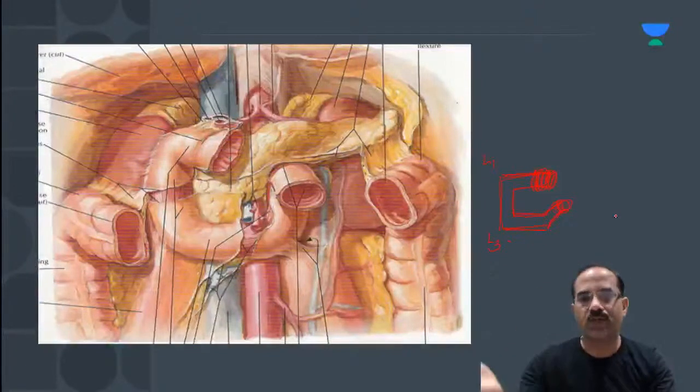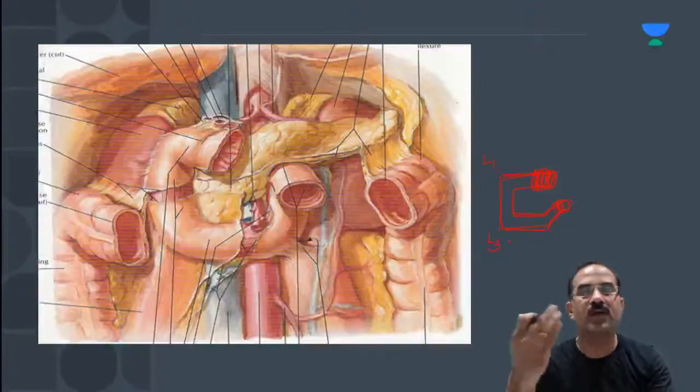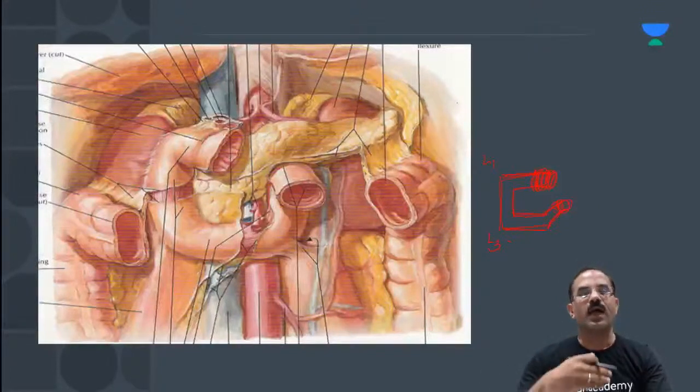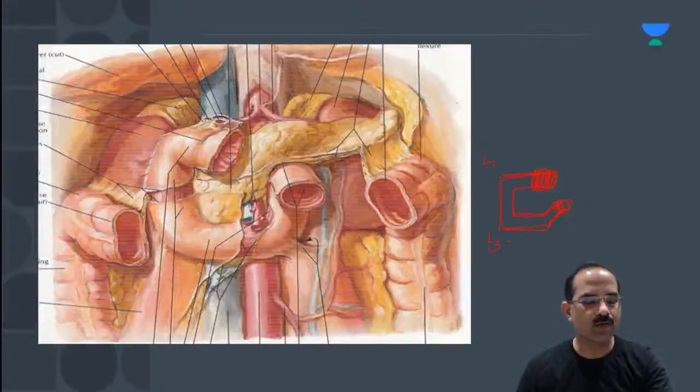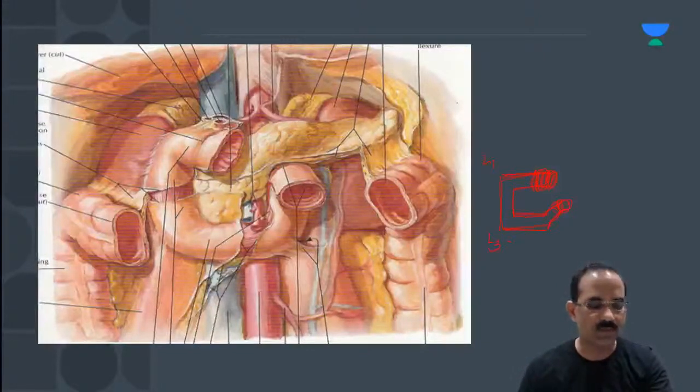After the duodenum, you have the jejunum, and the jejunum is covered by what? Mesentery. And this mesentery also covers a small area of the fourth part of the duodenum. So the fourth part of the duodenum is partially intraperitoneal and partially retroperitoneal.